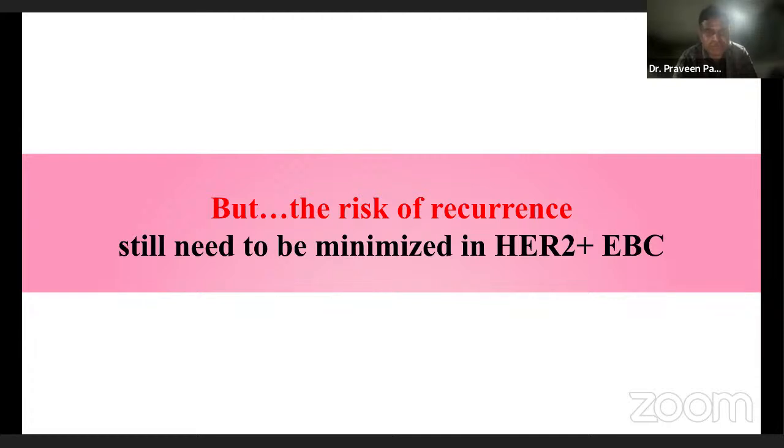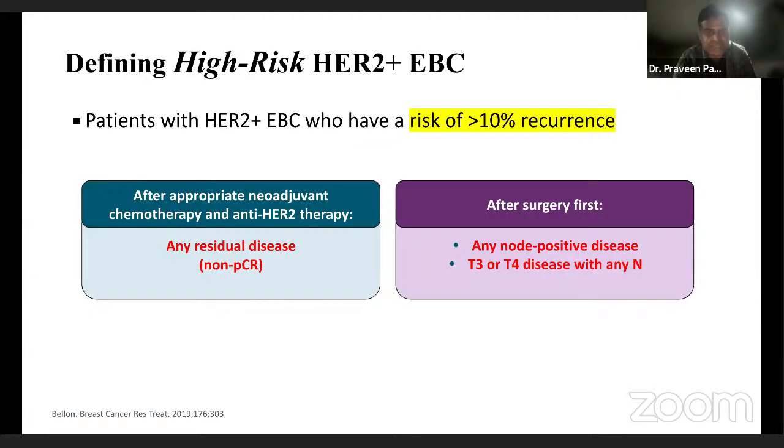So how can we minimize the risk of recurrence, either local or distant, in HER2 positive early breast cancer? First we have to define the group of patients who are at high risk, so that we can target that population. As we can see in this slide, there are basically two groups of patients we can define who are at high risk of recurrence.